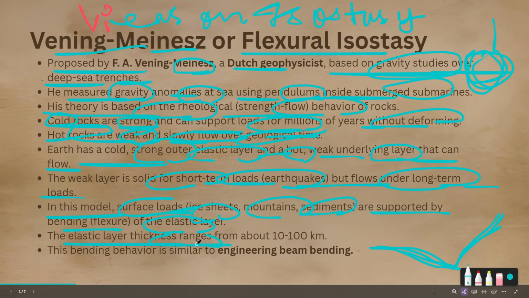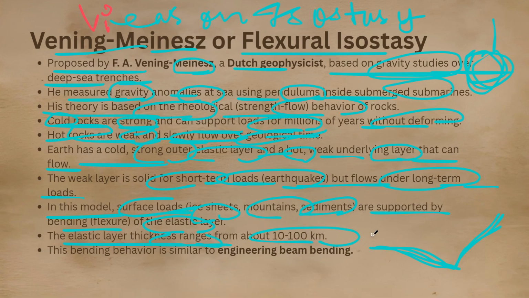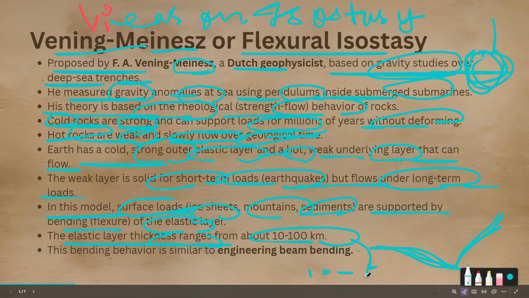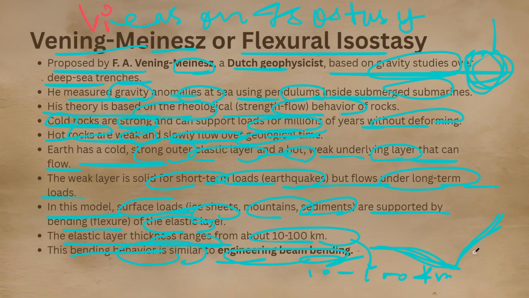The elastic layer thickness ranges from 10 to 100 kilometers. This bending behavior is similar to engineering beam bending. They studied this bending behavior with the help of engineering beam bending, like in civil engineering, and they use that same kind of engineering for the bending of the Earth's surface.